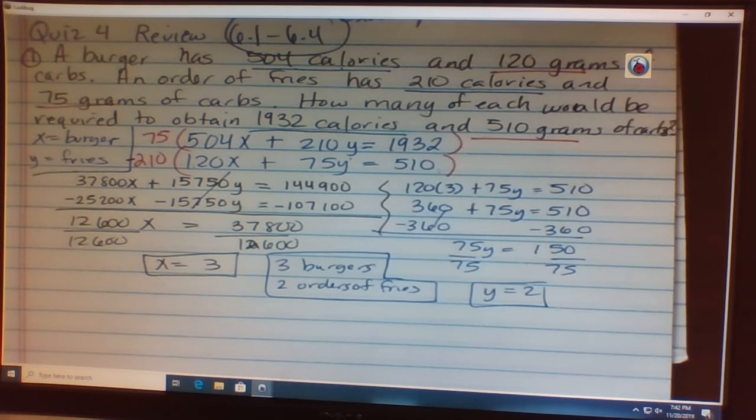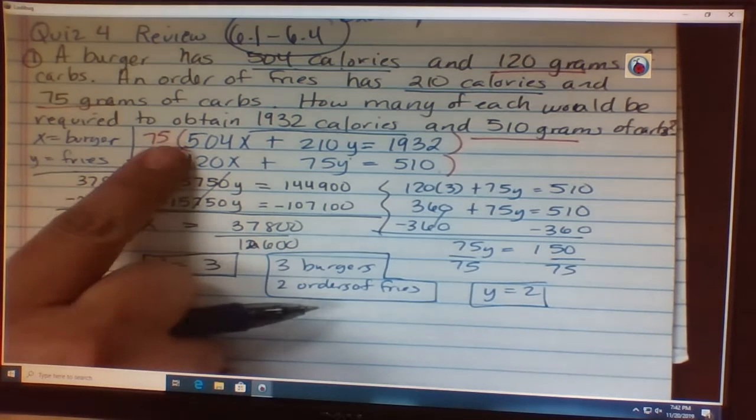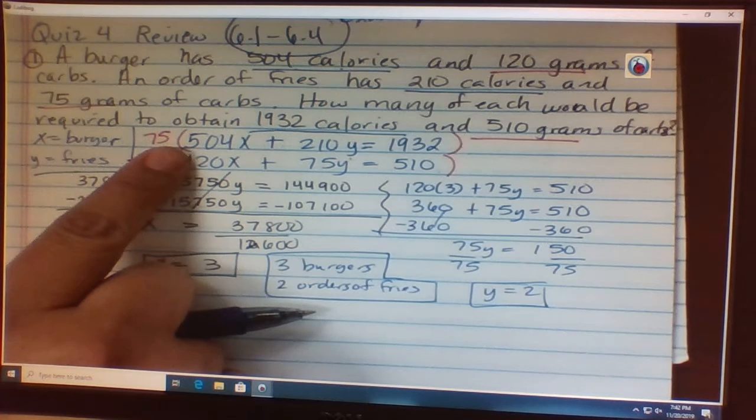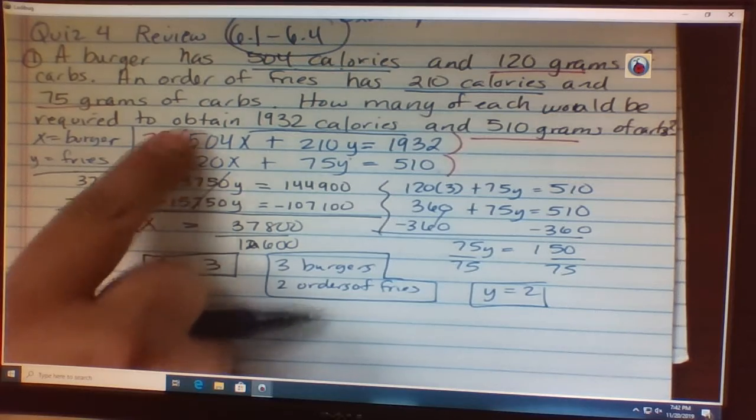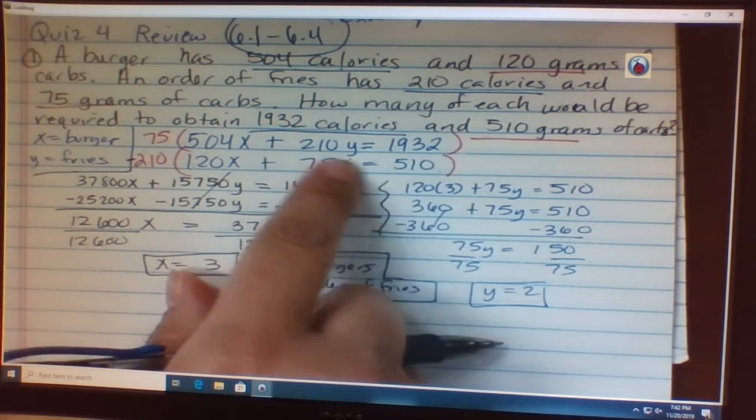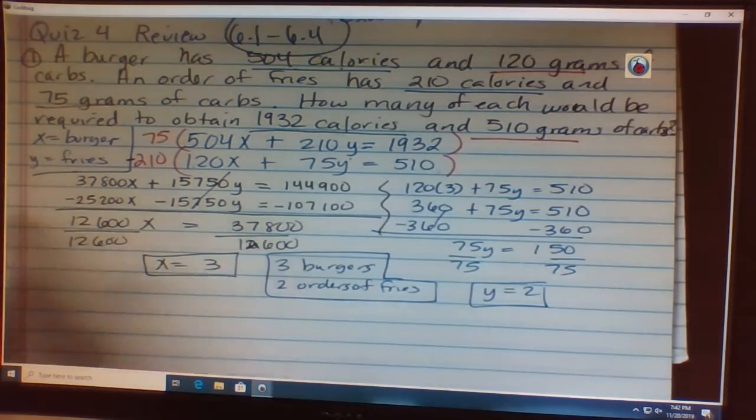So you could have done Gaussian elimination. Yes, you could have done that. Multiply the top by 1 over 504 to make it a 1, and then this over 504, this over 504. But yes, you could have done it that way also. So are we okay with that?